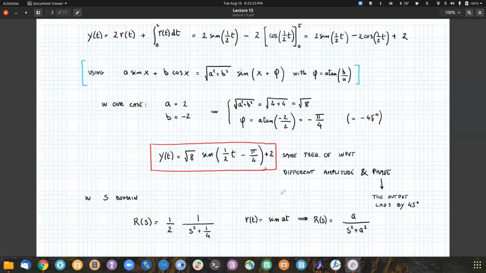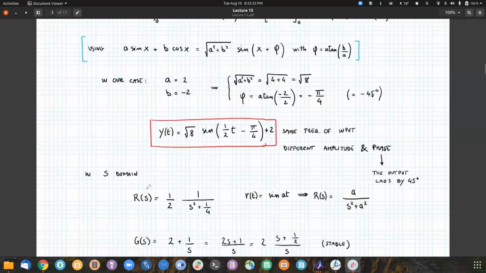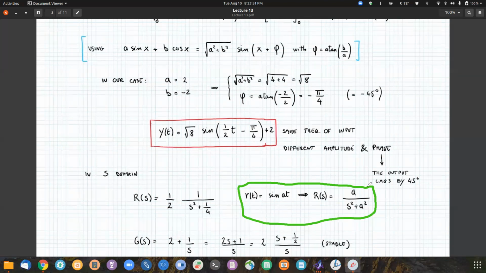All right, now let's take a look at the same example, but in the S domain, and we will recognize exactly what's going on. So the input in the S domain, we've already seen, is 1/2 times 1 over s squared plus 1/4. Just recall that sine of at is transformed into a over s squared plus a squared.